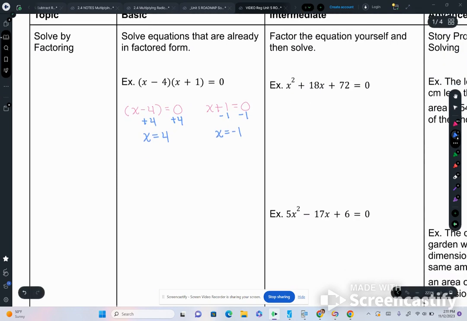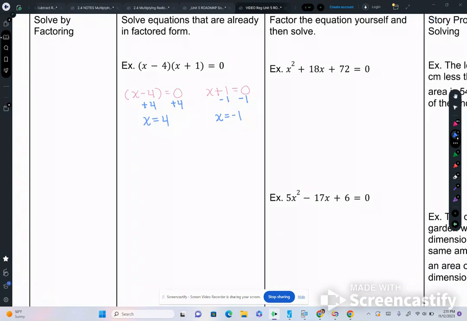And so what this tells us is that if we were to graph this, we know that our graph is always going to look like a U, which we've talked about. And basically what it tells us is that if this was my x-axis, this point right here would be negative 1, and this point right here would be 4. It can look lots of different ways, but the key piece is that it crosses the x-axis at these two values.